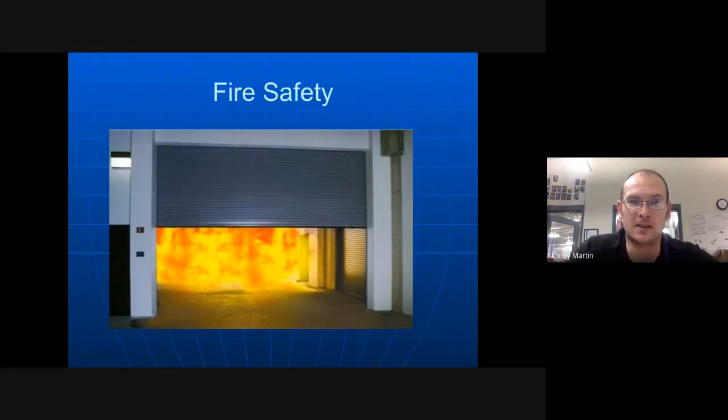Okay, fire safety. Fire safety is probably the biggest risk factor dealing with automobiles. Most automobiles are powered by gasoline. So gasoline is highly volatile. It is explosive. It is dangerous. It will burn the shop down to the ground. You have to respect the power of gasoline.